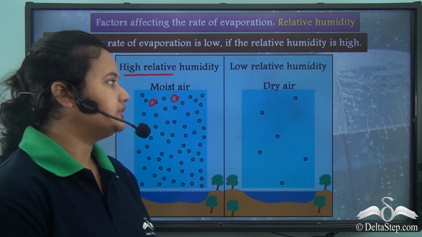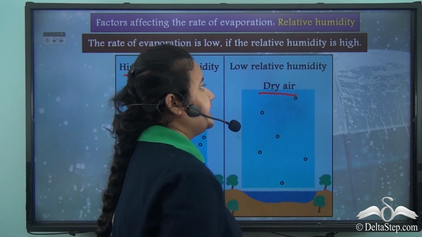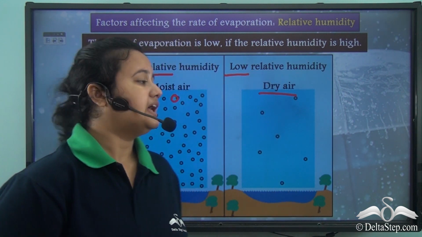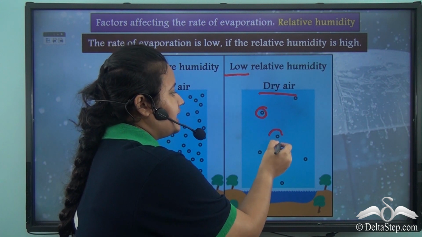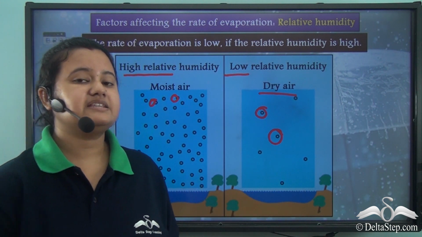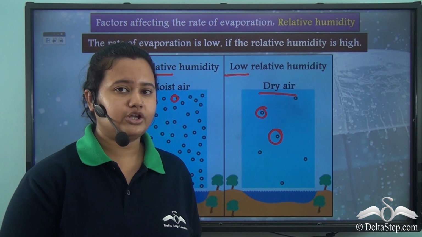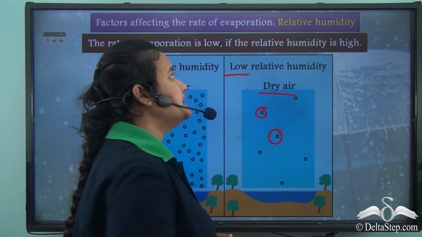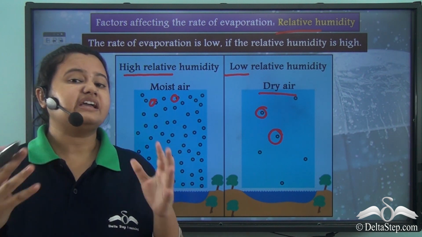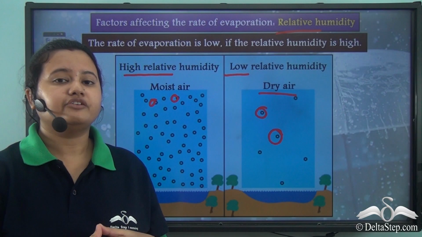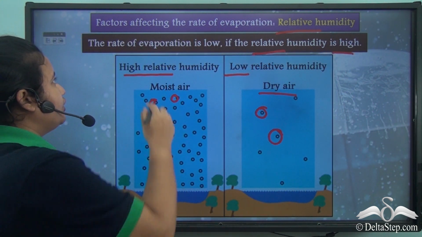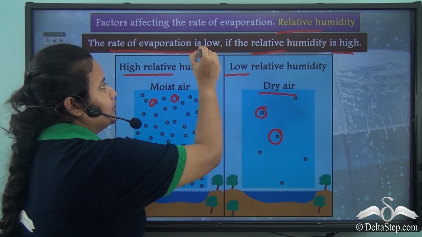Or they evaporate very slowly. On the other hand, if the air is dry, that is, if the relative humidity is low, then fewer water molecules are present in air. So, the air in this case can absorb more water molecules. So, here we find that relative humidity and the rate of evaporation are inversely related. If relative humidity is high, then the rate of evaporation will be low.